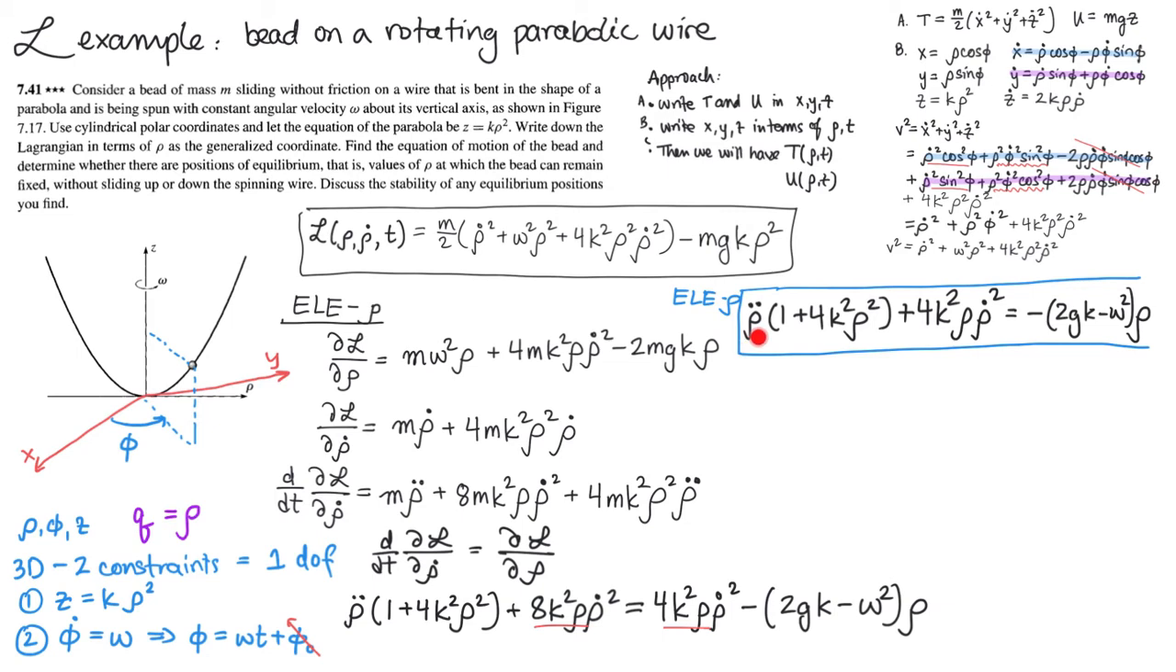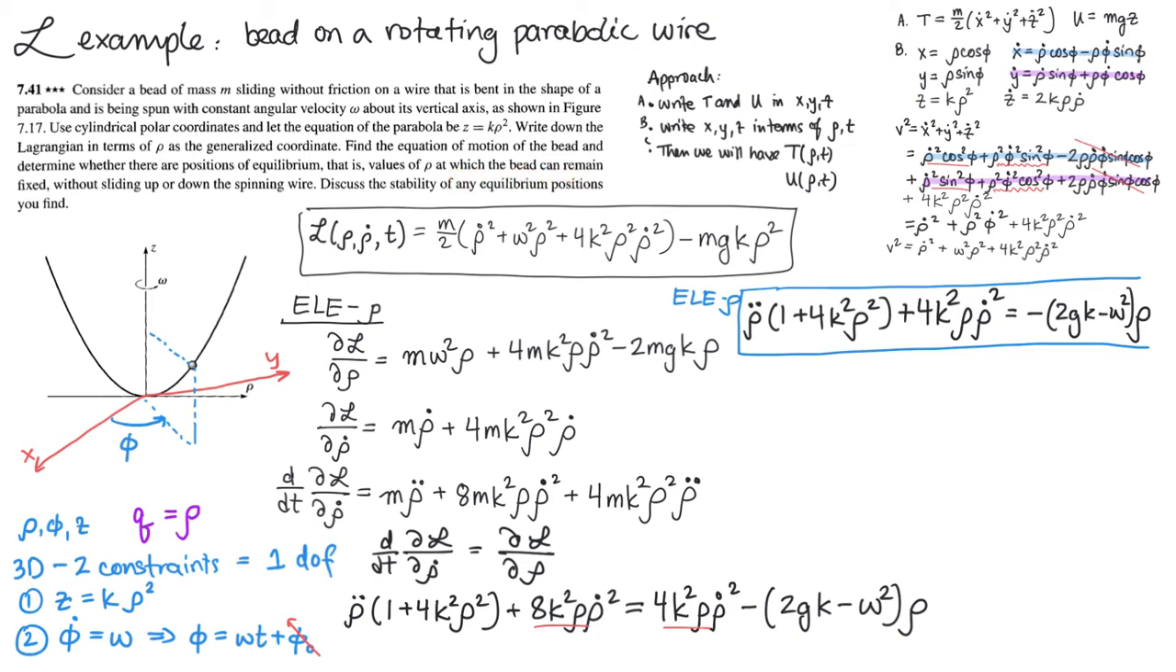It's a second order differential equation. It is quite messy, right? We have nonlinear terms. We have cross terms between position and velocity. So this is going to be tricky to solve in general. But we're not asked to solve it in general. We are asked, however, to see if there are positions of equilibrium, that is, values of rho that are constant.